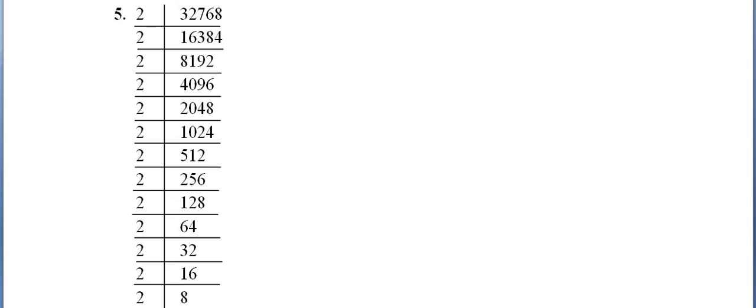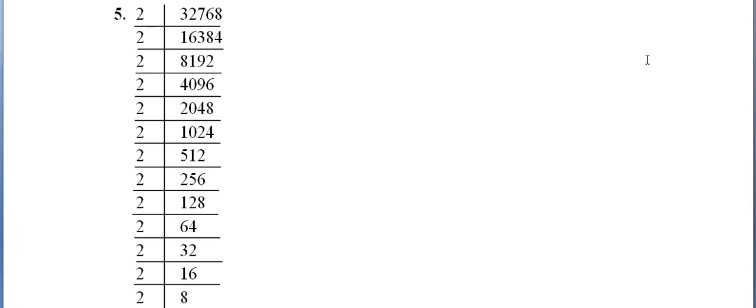Okay, dear children, now we will solve the word problems of exercise 5.3. It's very simple. Question number 5. By which number should 32,768 be multiplied to get a perfect square? You can either follow the prime factorization method or the long division method. Whatever method you are comfortable with, you can follow.